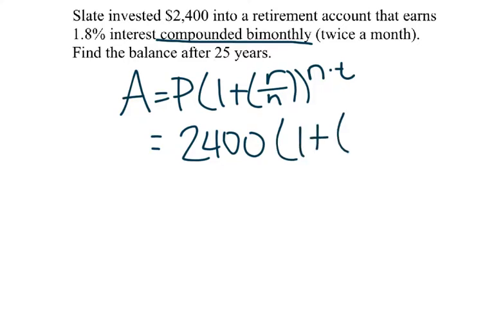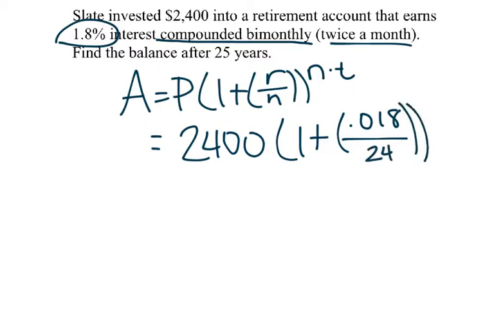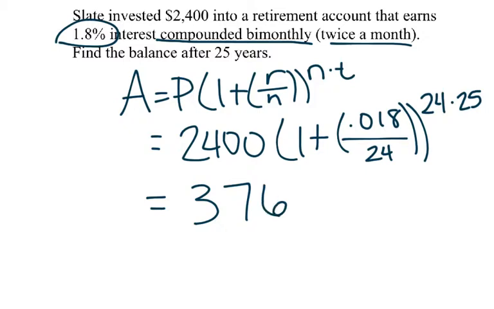1 plus, my rate is 1.8, which I'm going to change to 0.018. My n is twice a month, so there are 12 months in a year. If it happens twice a month, that's going to be 24. Remember, double parentheses, 24 goes up here again, and then you're talking about 25 years. So go ahead and put that in your calculator. Alright, and you get 3,763.31.